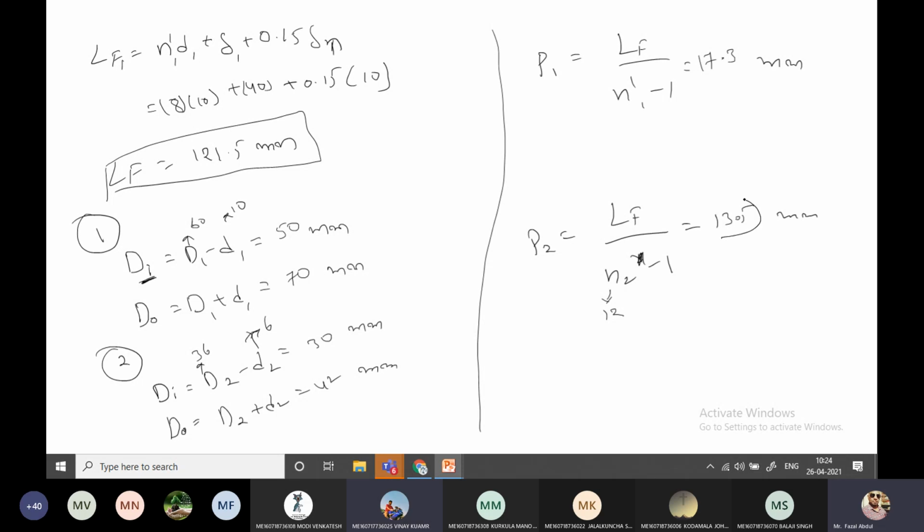Sir, you have done only LF1, you have to do LF2 also, no? No, LF2 we have to do, but the assumption is that the question itself says both springs have the same free length, so no need to calculate. If the question particularly mentions LF1 and LF2 separately, at that time we have to calculate separately. Here the question itself mentions both have the same length. 11.05. 11.05.